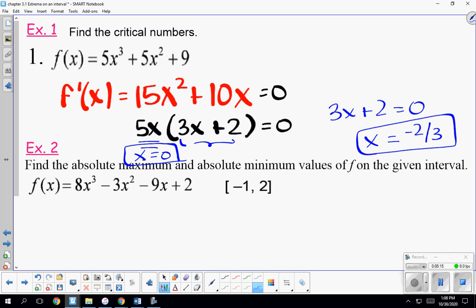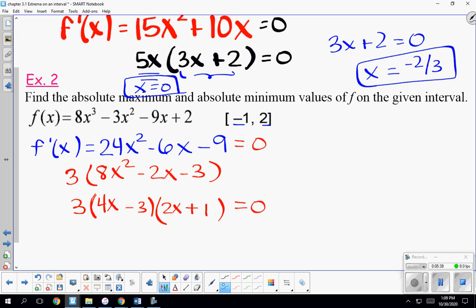Example 2, find the absolute maximum and the absolute minimum. So again, those values could be at the endpoints, but they also could be at the critical numbers. So we start by finding critical numbers. So here I'm going to have 24x squared minus 6x minus 9. When I set that equal to 0, I do need to factor and solve. So we are going to factor out a 3 first.